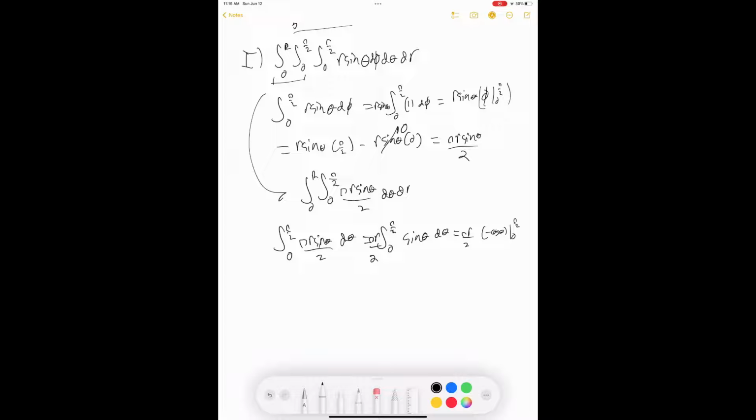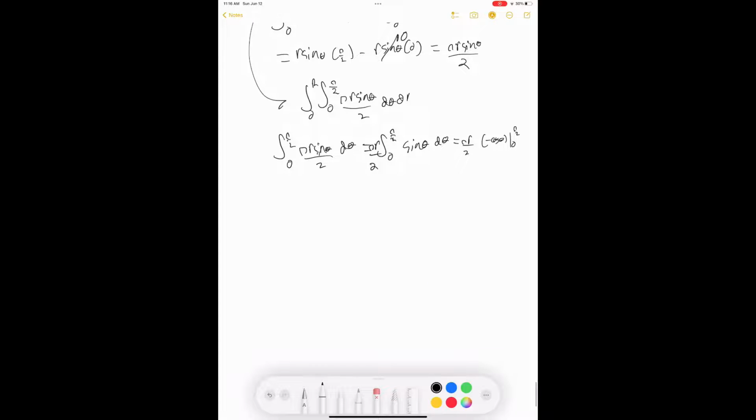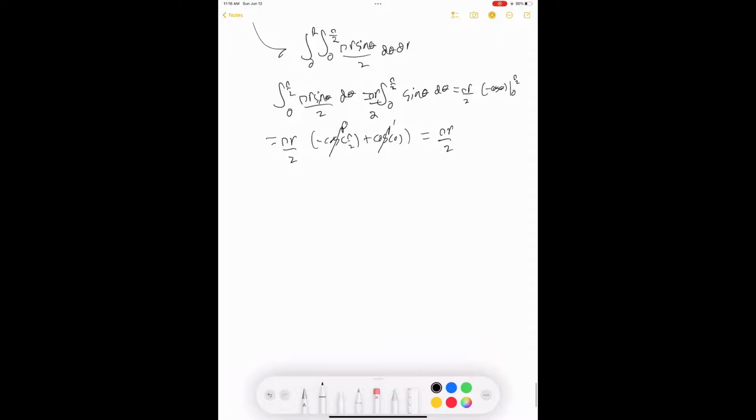So here we have to remember we're in theta, so we're going to be pulling out anything that doesn't have a theta term, which was just sine theta. So the integral of sine theta is negative cosine of theta, and so integrating that from 0 to pi over 2, cos of pi over 2 is 0, cos of 0 is 1. It's just going to give us pi r over 2.